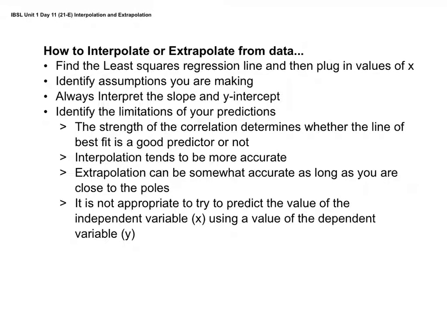Another thing is always to interpret your slope and your y-intercept. We did a little bit of this yesterday with the illustration of the traffic cameras. Okay? All right, so talk about interpolation, extrapolation. Always interpret your slope and y-intercept. That's important to make sure you understand what the situation is. Okay? You really get what this is modeling.